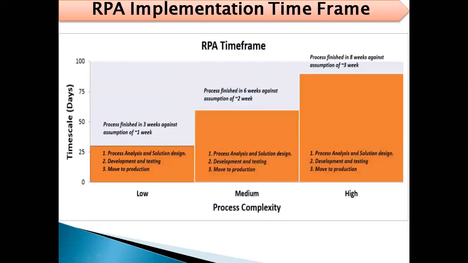Whenever we are developing any robot, whether low complexity, medium complexity, or high complexity, three steps are required, and there will be a time frame. First, we have to analyze whatever process we are automating using the RPA tools. Analysis and solution design, development and testing, and move into production. Even if it is medium or high complexity, the steps are the same. But if it is low, it will be completed in 3 weeks, then 6 weeks, and then 8 weeks.